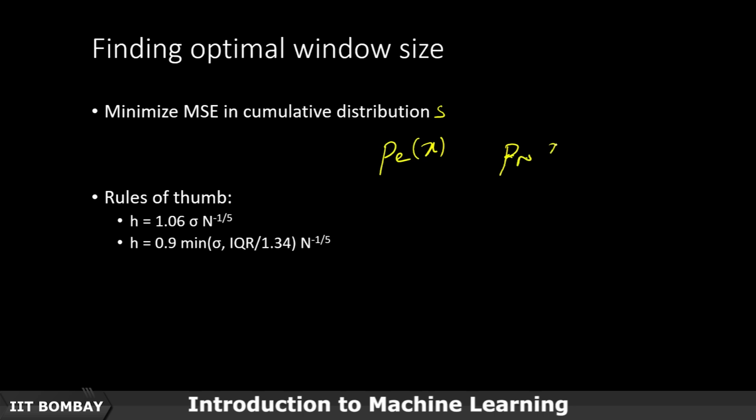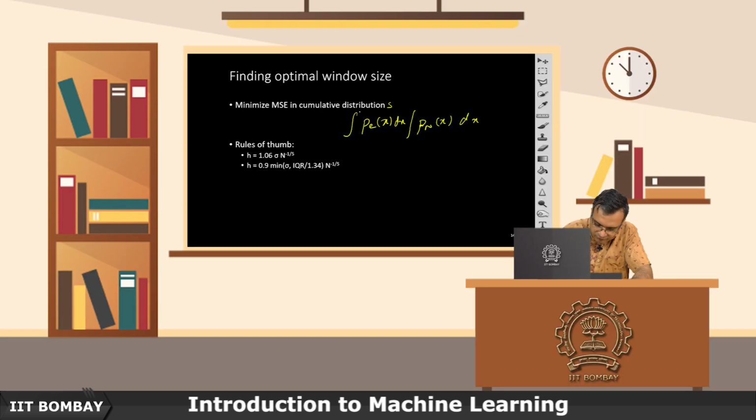Non-parametric. Okay, if we integrate both of these, let us call it X, we take their difference, then we square it and take the expected value. That is what we want to minimize, integrated from minus infinity.